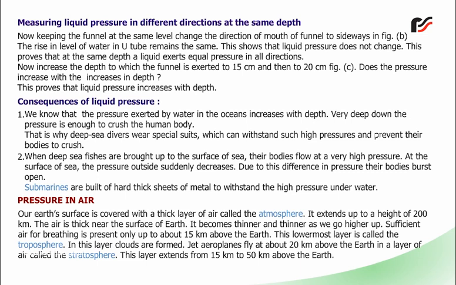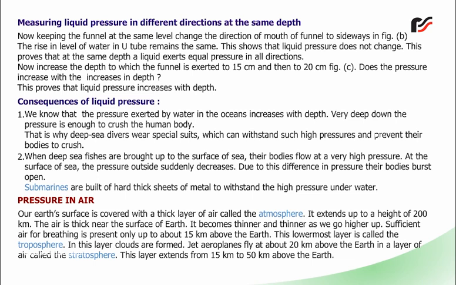Pressure in air. Our Earth's surface is covered with a thick layer of air called the atmosphere. It extends up to a height of 200 km. The air is thick near the surface of Earth. It becomes thinner and thinner as we go higher up. Sufficient air for breathing is present only up to about 15 km above the Earth. This lowermost layer is called the Troposphere. In this layer, clouds are formed.